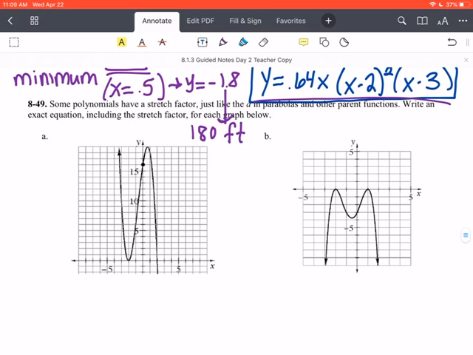So we see that some polynomials have a stretch factor, just like a in parabolas and other parent functions. We also looked at kind of a value of a for our trigonometric functions in Chapter 7. So what I'd like you to do is pause me and write an exact equation, including the stretch factor for each graph below, and then check your response with me after.